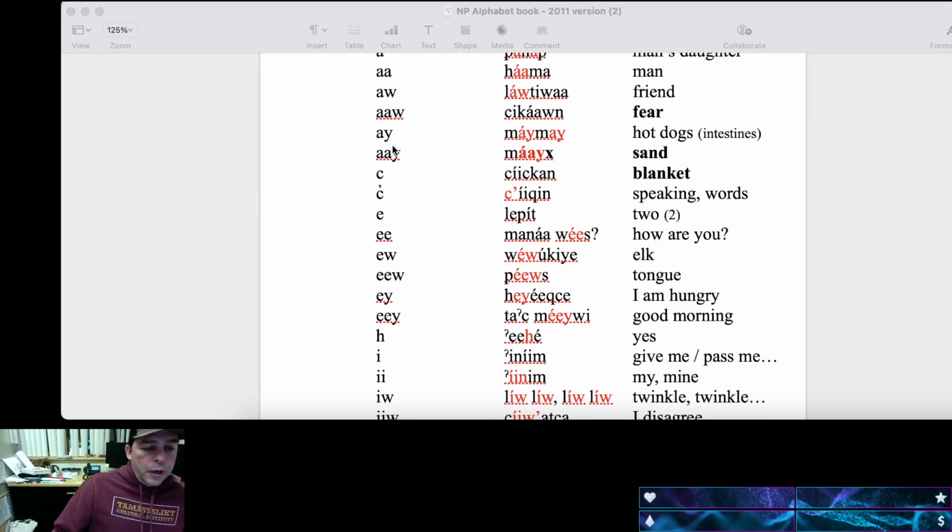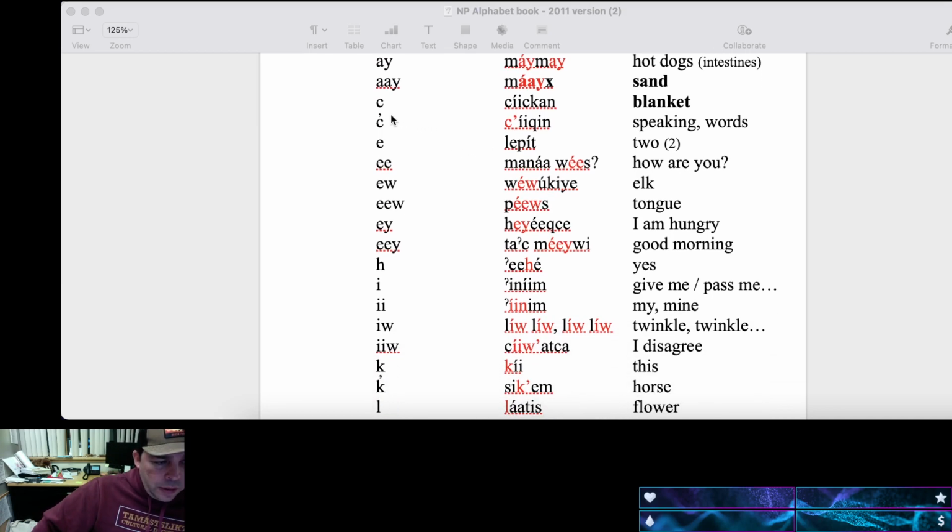Here we have the diphthongs. Again, that's just a fancy word for rolling into a vowel to consonant sound. I feel like it's pretty self-explanatory. If you want me to explain it to you a little more, I can, but it seems pretty straightforward that the AW here makes the ow sound, so like as in loud, tiwa. Okay. Then we have the letter C.